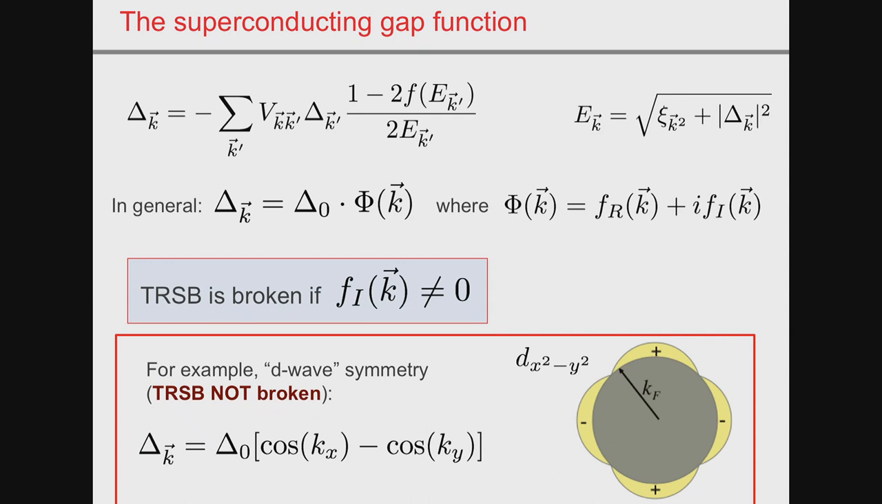So, anyway, again, to emphasize the fact that in high TC, dx squared minus y squared, the gap function can be written as cosine kx minus cosine ky, and this does not break time reversal symmetry. Usually, when time reversal symmetry is broken, then there is a tendency to gap the nodes.